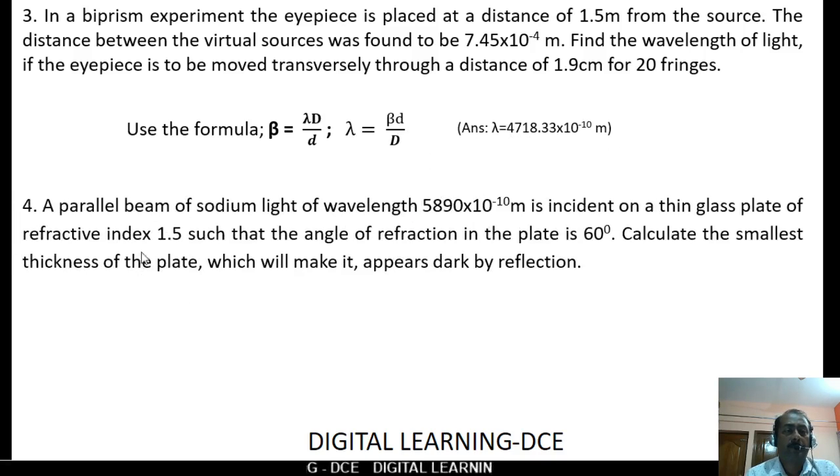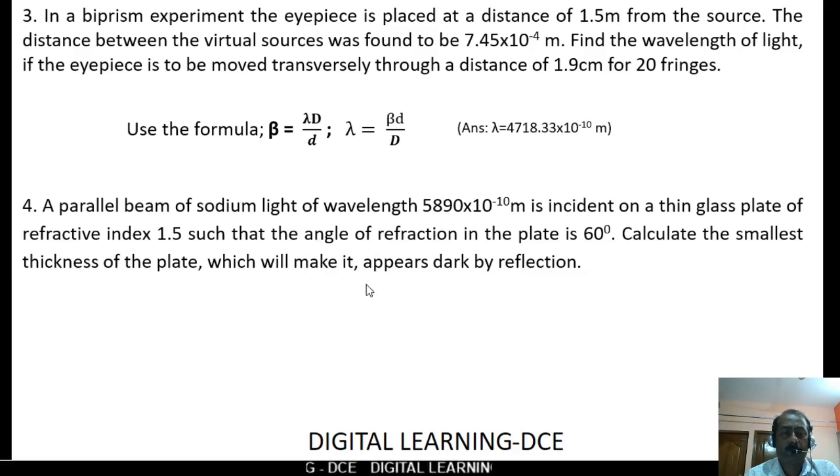Fourth one: a parallel beam of sodium light of wavelength 5890 into 10 to the power of minus 10 meter is incident on a thin glass plate of refractive index 1.5 such that the angle of refraction in the plate is 60 degree. Calculate the smallest thickness of the plate which will make it appear dark by reflection. Dear students, by reading this problem, you can think about what phenomenon it is based on.